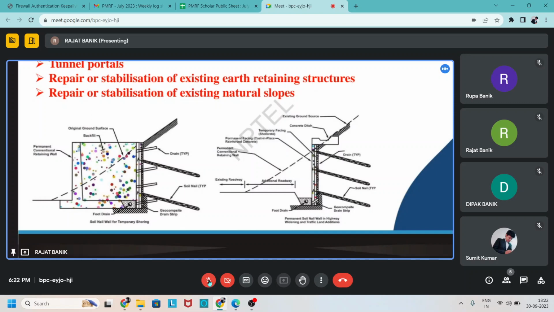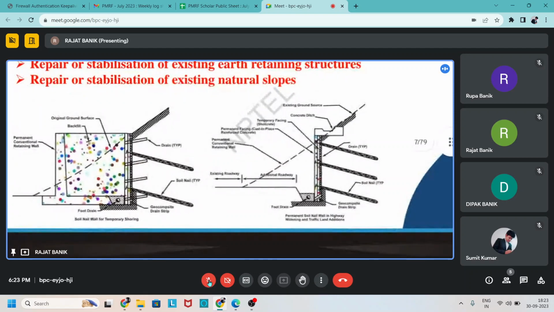After stabilizing this slope on a temporary basis, then we safely construct our retaining wall. And then after construction, this temporary nailing is removed, and this retaining wall is backfilled with some good soil. So this way, in a temporary way, we can use this soil nailing. In the first slide we discussed that, and the second figure is also like that.